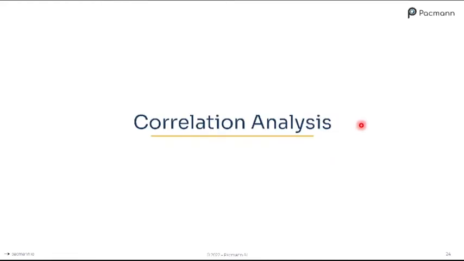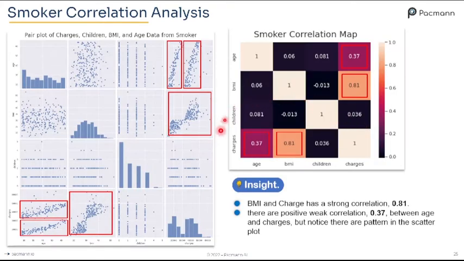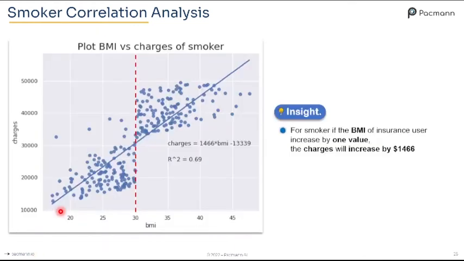Next, we will talk about correlation between variables. This smoker correlation analysis shows us that there is a high correlation between BMI and charges. Also, there is some pattern in age and charges. Digging deeper into the smoker correlation analysis and creating a regression line, we know that if the BMI of an insurance user increases by one value, the charges will increase by $1,466.